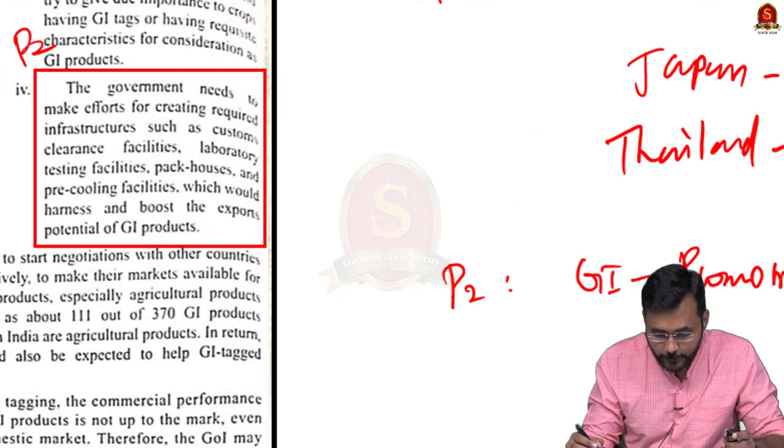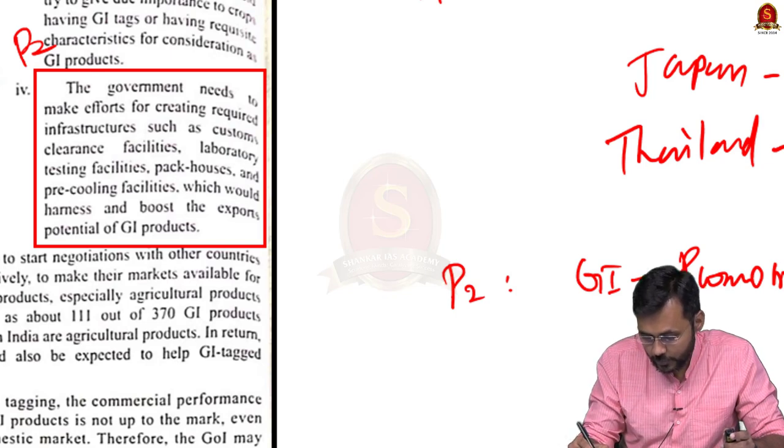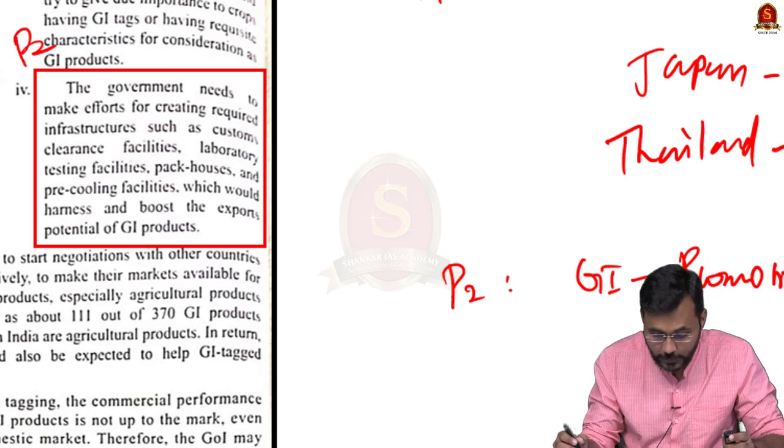So which are those things? First one is creating infrastructures. So basic infrastructures need to be created, such as customs clearances. Then only we can export the products. And laboratory test facilities need to be created.